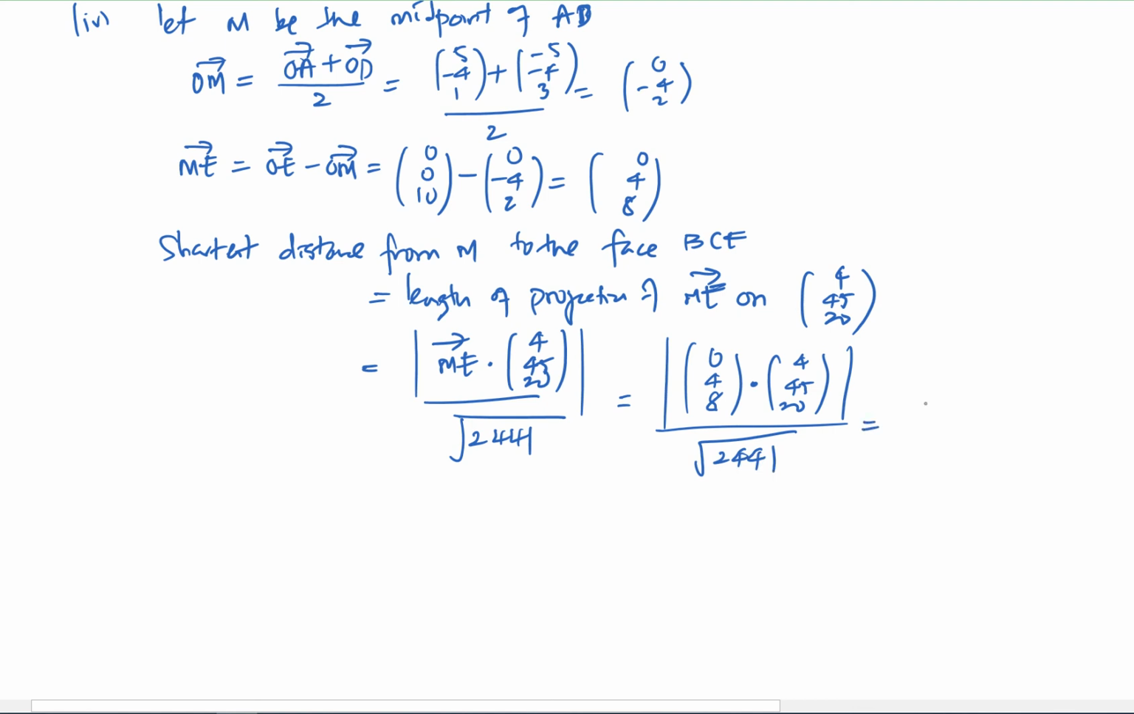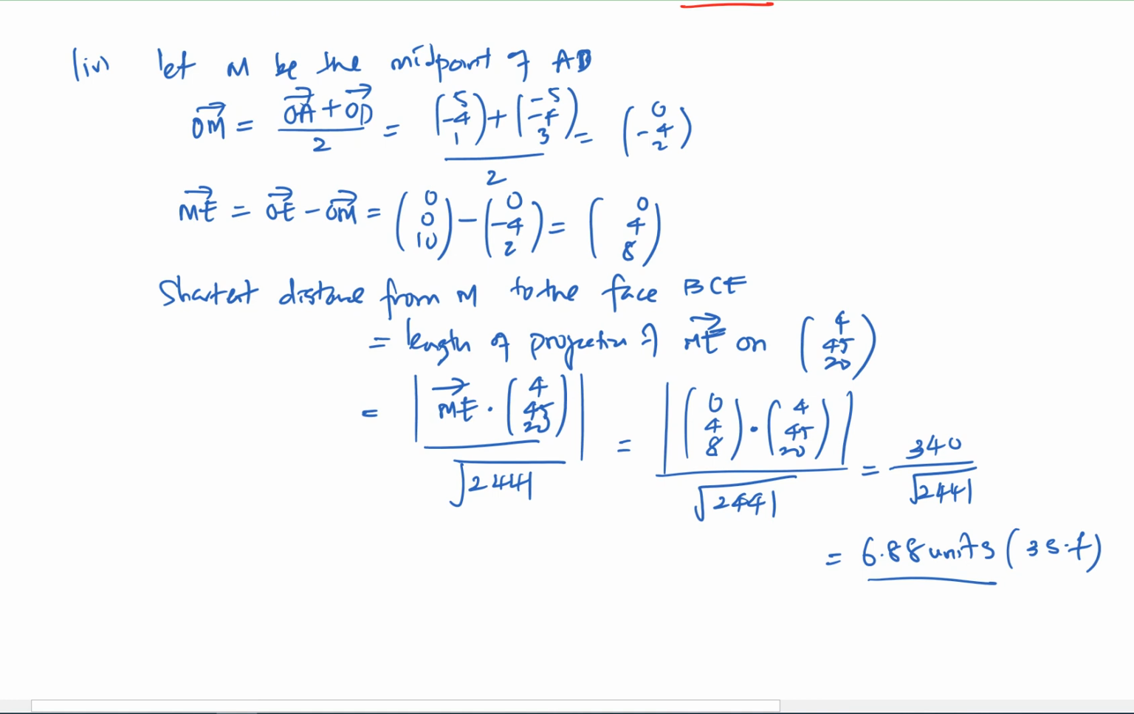Okay, this should be 340 over the square root of 2441, which will give me 6.88 units because you're finding length. So this is to three significant figures. All right. So remember how I plan it, and I look at the main concept, which is just finding the shortest distance between a point and a plane, and you can use the length of projection. Okay. So that's all for this question. Thank you very much.